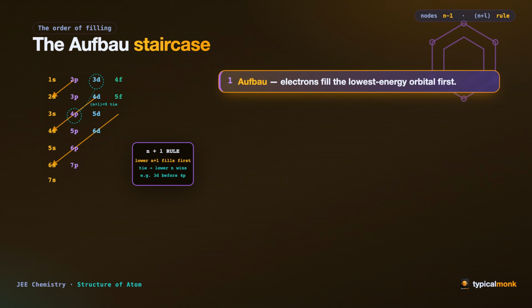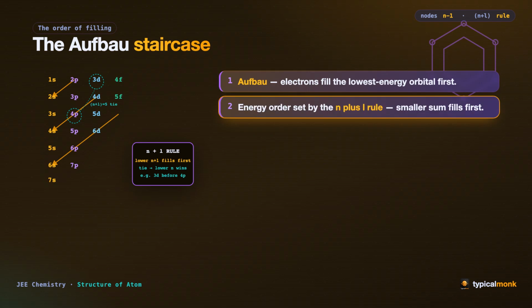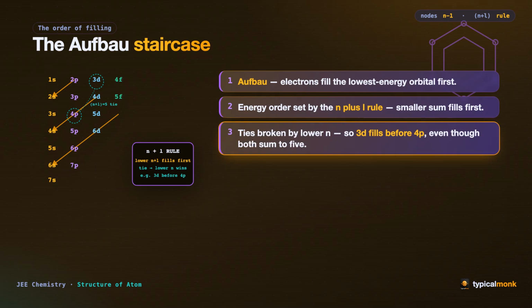First, the Aufbau principle. The word means building up. Electrons always occupy the lowest energy orbital available before moving to a higher one, filling the atom from the ground floor upward. Second, how do we know which orbital is lower? By the n plus l rule you just used. For each orbital, add n and l together, and the orbital with the smallest sum fills first. Third, when two orbitals tie on n plus l, exactly like 3d and 4p, both summing to 5, the one with the lower n fills first.